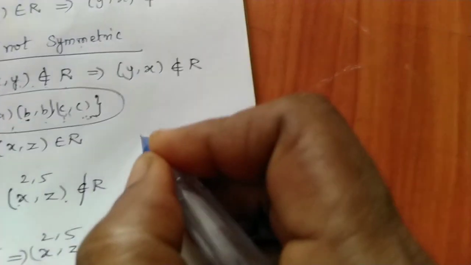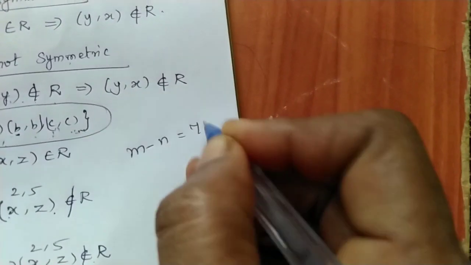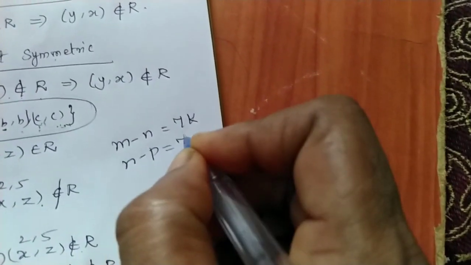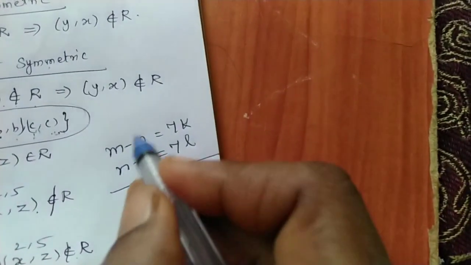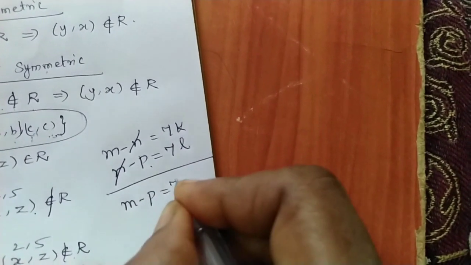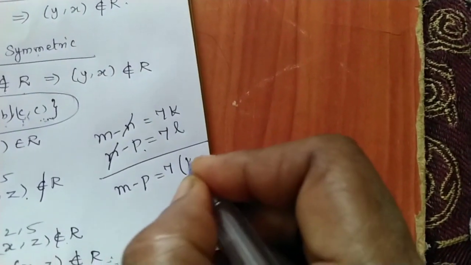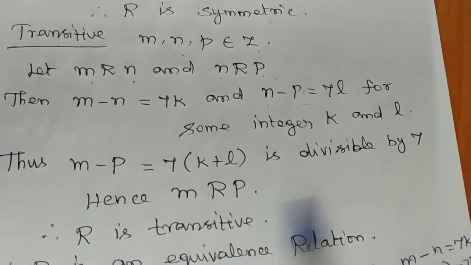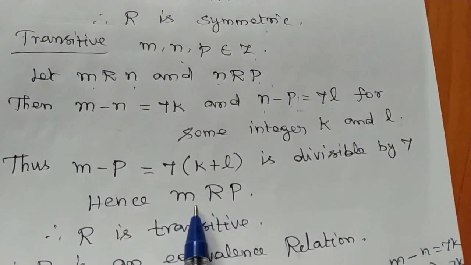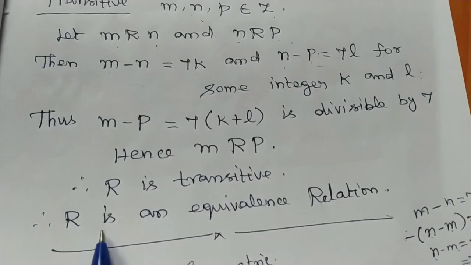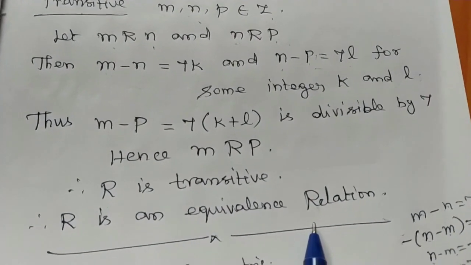m minus n equals 7k. n minus p equals 7l. Okay, add these two values. Minus 7l and plus 7l cancel. Balance: m minus p equals 7 common taken out, k plus l. Thus m minus p equals 7 into (k plus l), which is divisible by 7. Hence, m related to p. R is transitive. Therefore, R is an equivalence relation. Okay. Thank you, students.